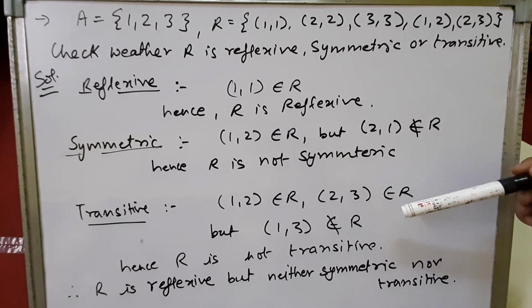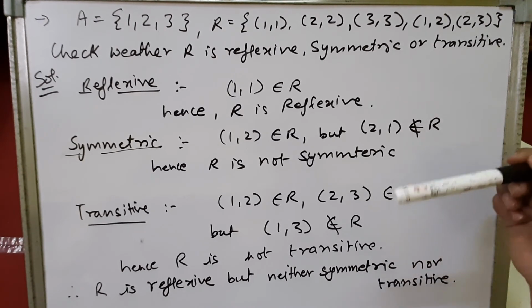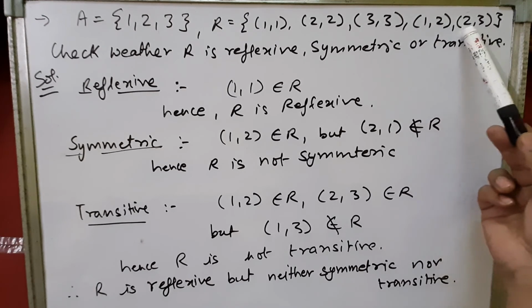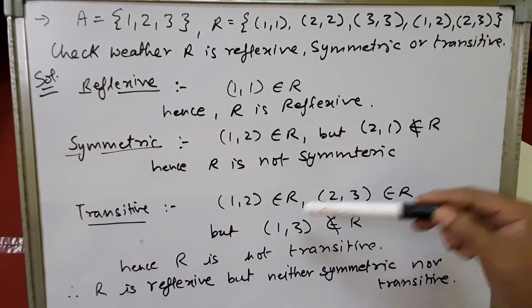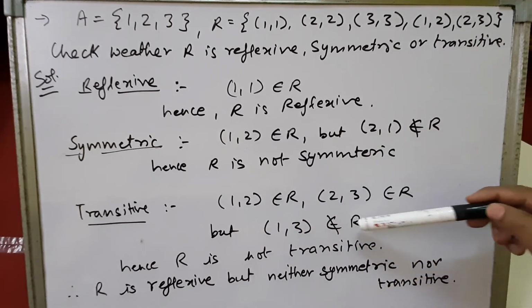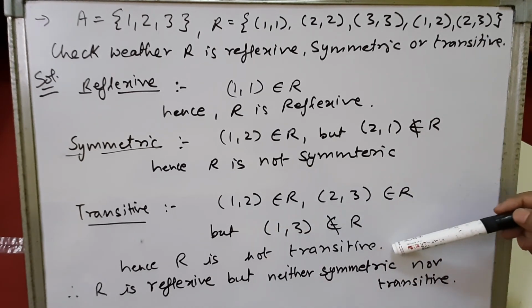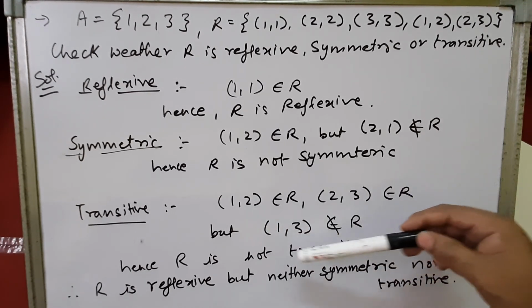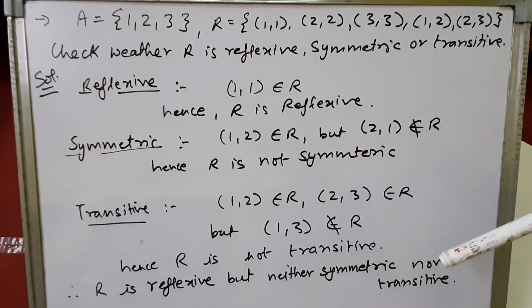Now comes transitive. We can see that (1, 2) is there, (2, 3) is there. So we write (1, 2) belongs to R, (2, 3) belongs to R, but (1, 3) does not belong to R. So R is not transitive. If (1, 3) belonged to R, then R would become transitive. So we can say the final statement: R is reflexive but neither symmetric nor transitive.